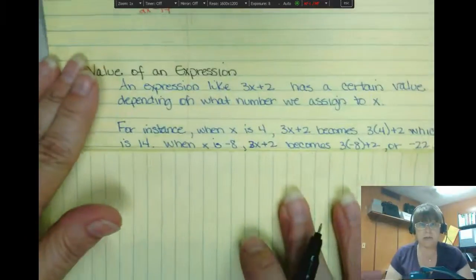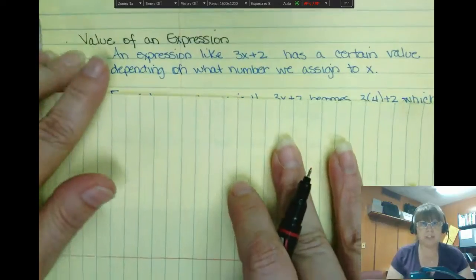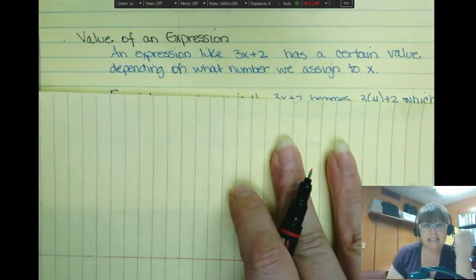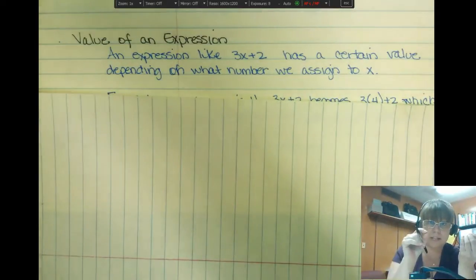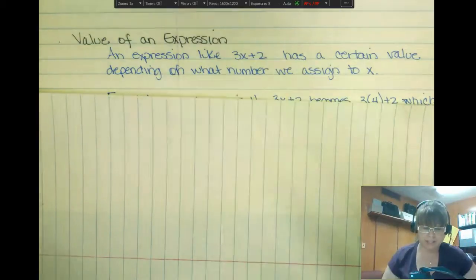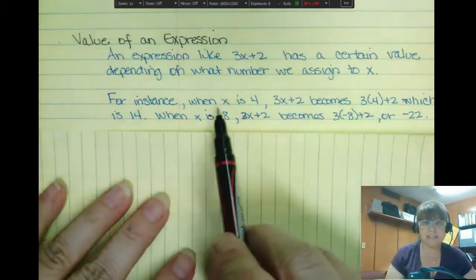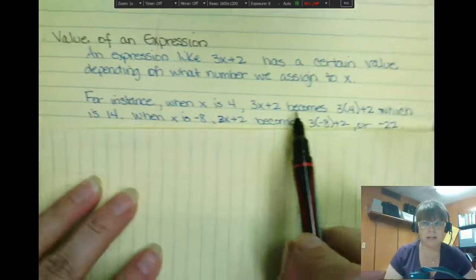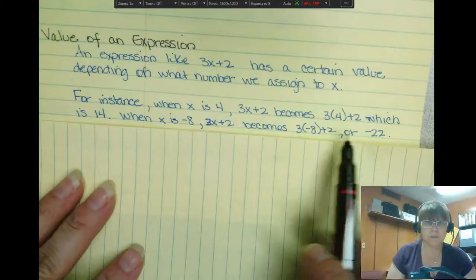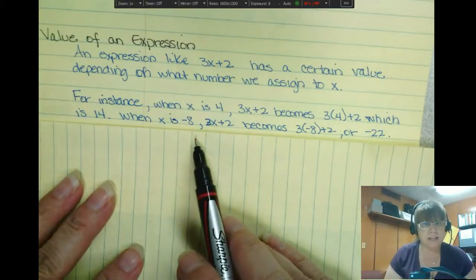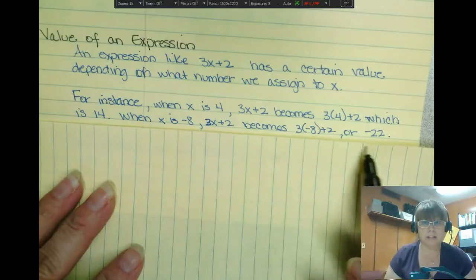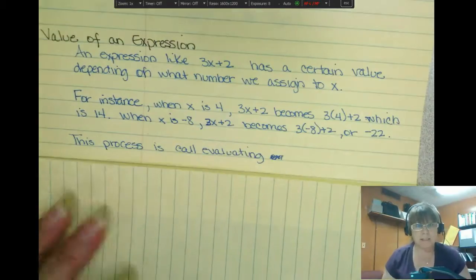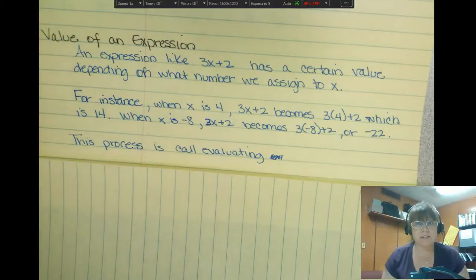Now let's think about the whole purpose of this. If I have an expression like 3x plus 2, and I give you what x is, I just need to plug into that expression to find out what the solution is. For example, if I say x is 4, 3x plus 2 becomes 3 times 4 plus 2, which is 14. When x is negative 8, 3x plus 2 becomes 3 times negative 8 plus 2, or negative 22. So the process is called evaluating. It's also called substituting in a value for x.